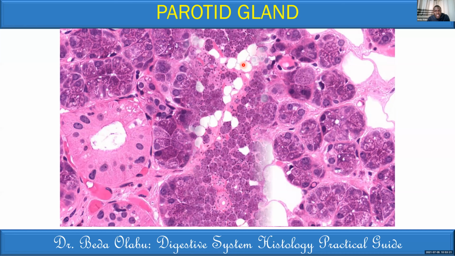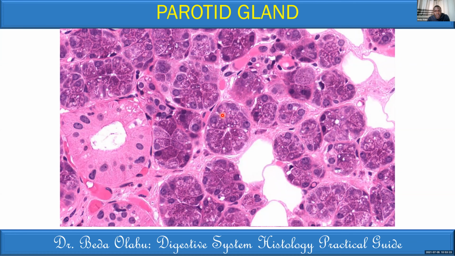At a high magnification, this is just showing you how serous acini look like. These are serous acini. You can see the way it is taking up the stain. That's another acinus, that's another acinus, that's another acinus. And these are the ducts. Those are the adipocytes at a high magnification.